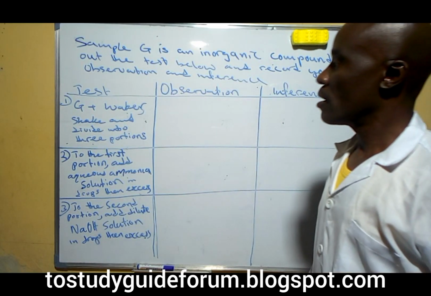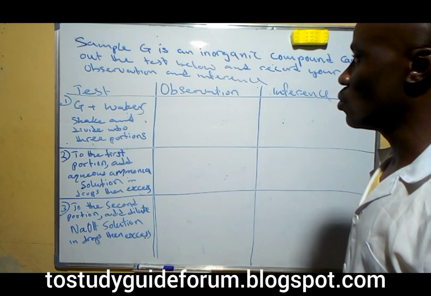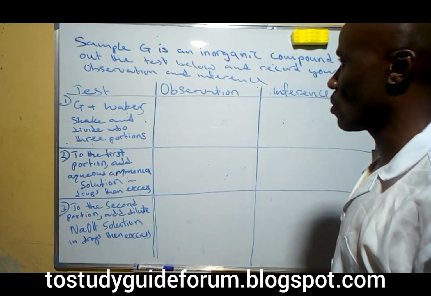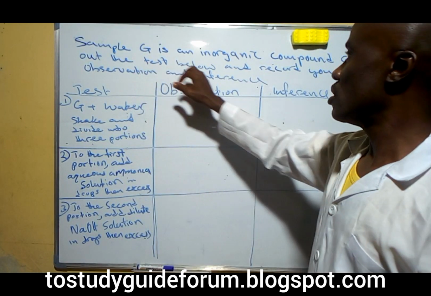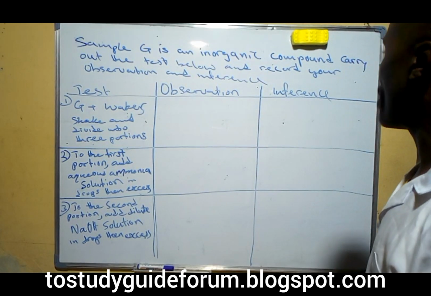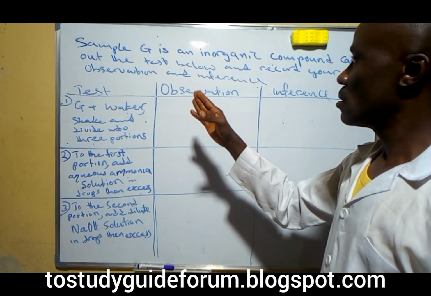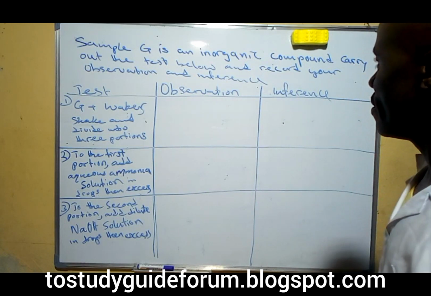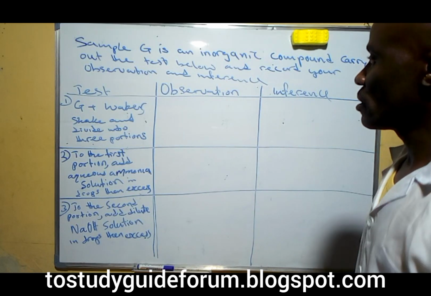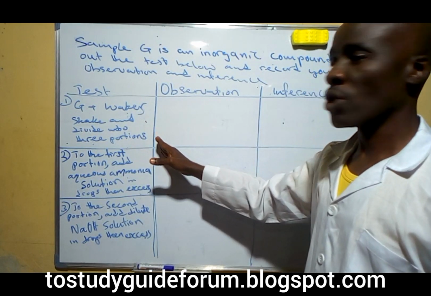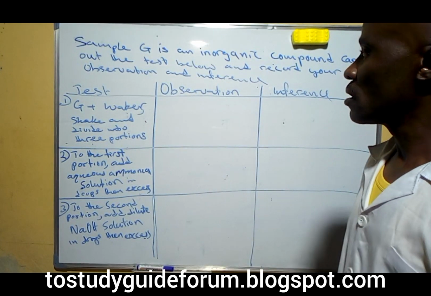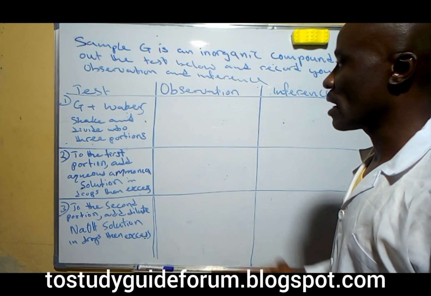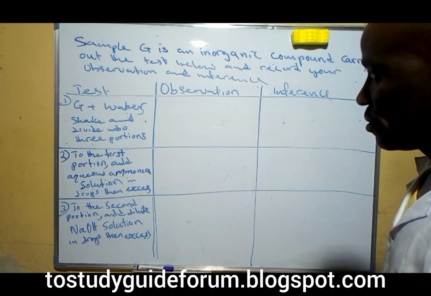We have an analysis to do on a particular sample of salt. This sample G is an inorganic compound. Carry out the tests below and record your observation and inference. In these tests, we are to find out the anions and the cations in the compound.